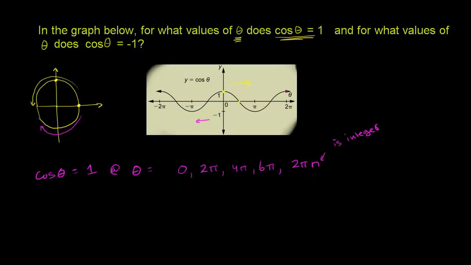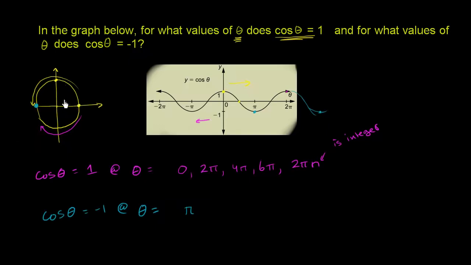Now let's think about when cosine of theta is equal to -1. So cosine of theta is equal to -1 at theta equal to, well, we can just look at this graph right over here. When theta is equal to pi, and, well, it goes off this graph, but this graph would keep going like this, and you'd see it would also be at 3 pi. And you can visualize it over here. Cosine of theta is equal to -1 when we're at this point on the unit circle.